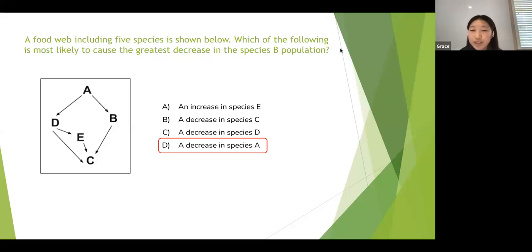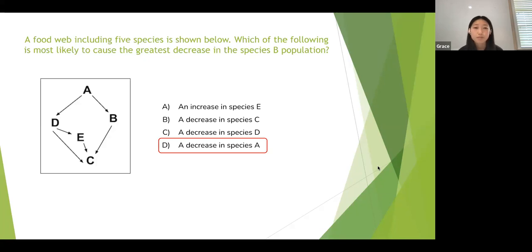Oh, confused by the arrows. Yeah, that is a confusing part, but basically, the arrow is going to go from the prey to the predator. So the way it's pointing is it's going to point to the predator. So B eats A and C eats B. C eats E, and C eats D, and D eats A. Yeah, so it was mentioned in a previous slide, but it is confusing if you've never had experience looking at these webs before.